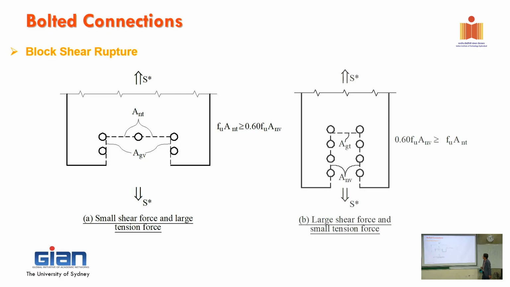Block shear rupture. Right, it's interesting as well. If you have a series of bolts in a connection, under tension it can cut that piece of steel out, and that causes the block shear failure mode. We need to check that carefully as well. So depending on the situation here, you have to use a different equation to check.